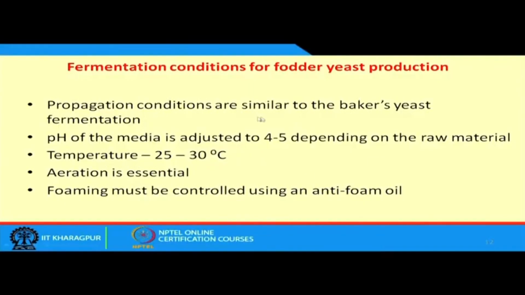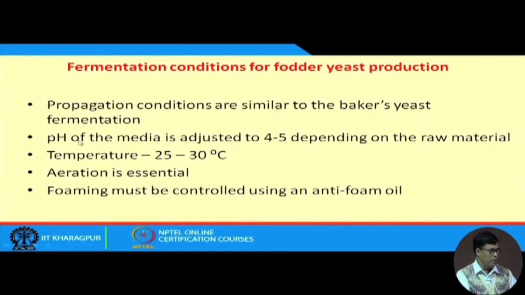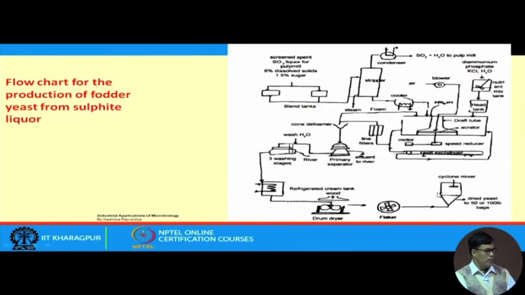The propagation conditions are similar to the Baker's yeast fermentation process. The pH of the media is about 4 to 5 depending on the raw materials. The temperature is 25 to 30 degrees centigrade. Aeration is essential, as this is also an aerobic fermentation process. Foaming must be controlled with the help of anti-foam oil. So, these are the fermentation conditions required for the fodder yeast fermentation process.